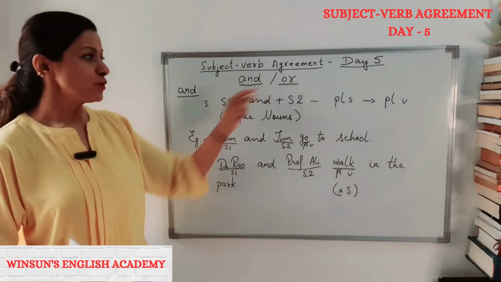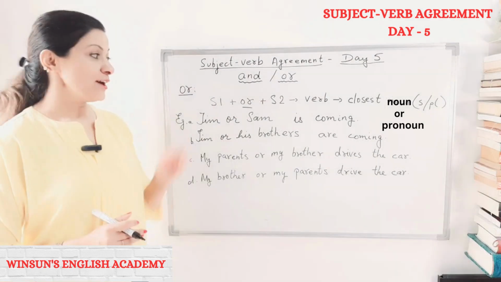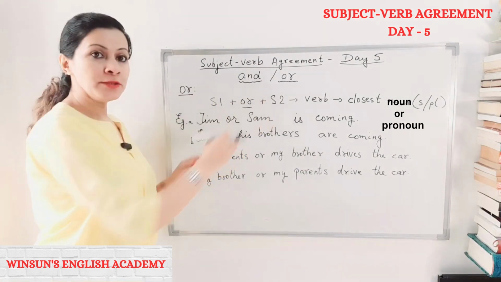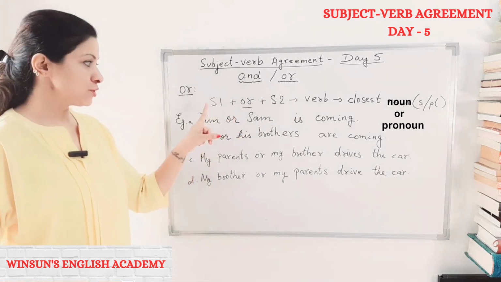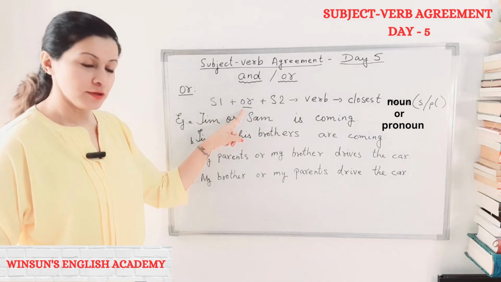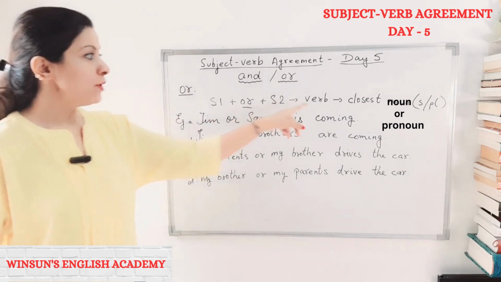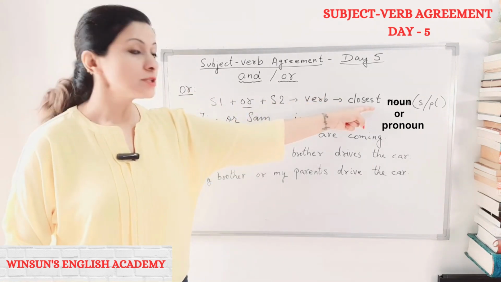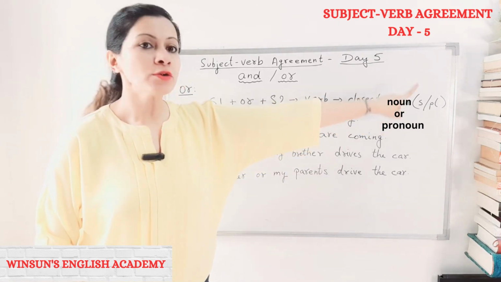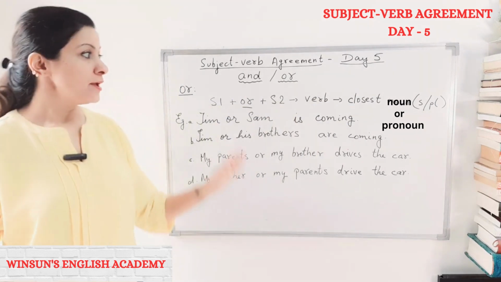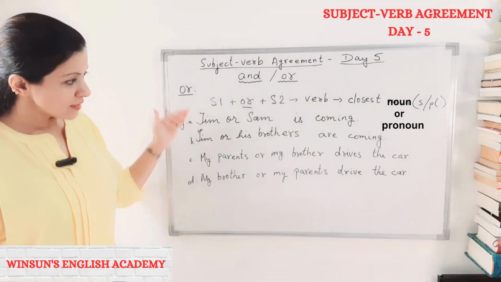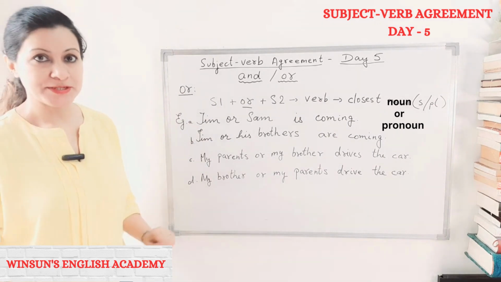Let's move on to or section now. According to this rule, when two subjects are joined by or, subject 1 and subject 2 are joined by or, in this scenario, the verb agrees with the closest noun. Now, this closest noun can be a singular or a plural noun. Doesn't matter. So, the verb agrees with the closest noun. I've put these examples and they are similar examples for your better understanding.